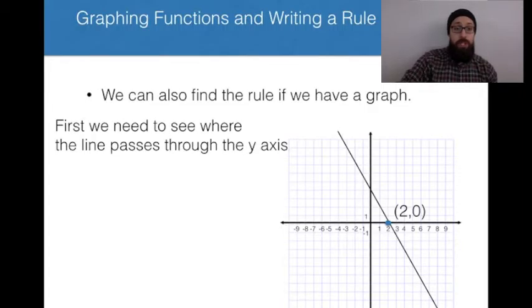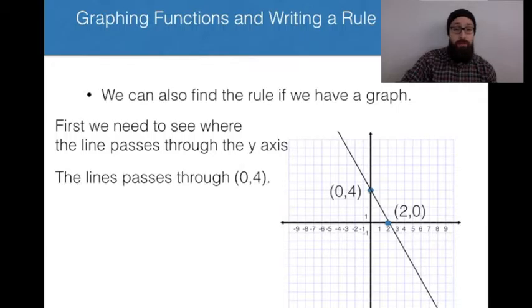So first thing we need to see is where the line passes through the y-axis. So we look at our line and we see that, oh look, it's cutting through the y-axis right there. Okay, that's where it's sort of passing through, and that's 0 on the x and 4 on the y. So the line passes through at 0, 4.